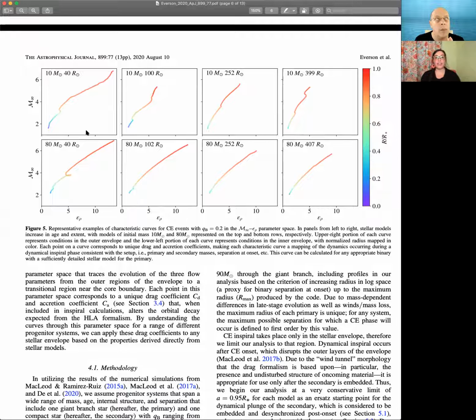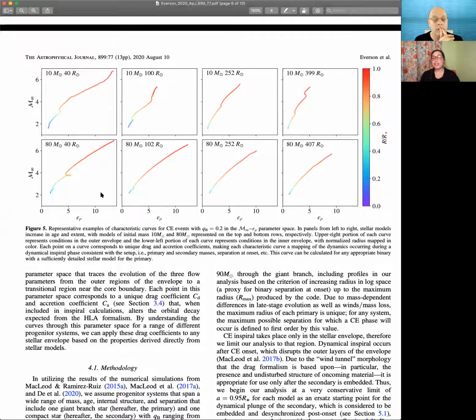And as you can see, a large span of the characteristic curve in this parameter space that we're showing is really the very outer regions of the star. So what that means is that you cross a lot of range in Mach number as well as in epsilon rho in those outer regions most of the time. And as you approach the inner part of the envelope and you're starting to get closer to the core, you actually cover a smaller region, a smaller span of Mach and epsilon rho.